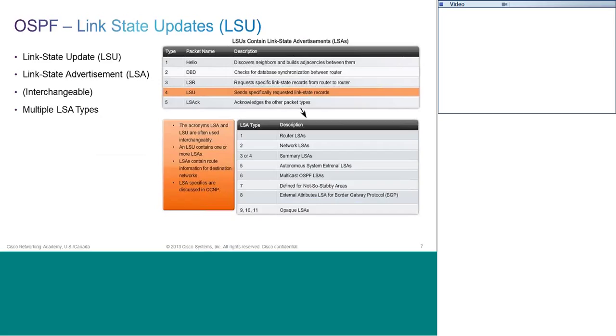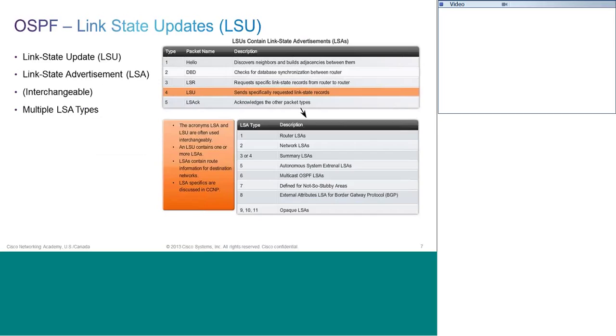Type 4 are link state update packets, and they are used to reply to link state requests and to announce new information. Link state updates can be one of 11 different types of link state advertisements. In fact, link state updates are sometimes referred to as link state advertisements. Notice sometimes they're used interchangeably, the two words.